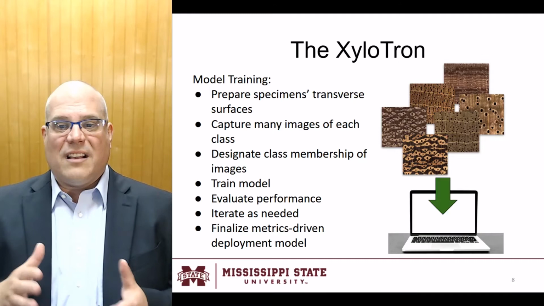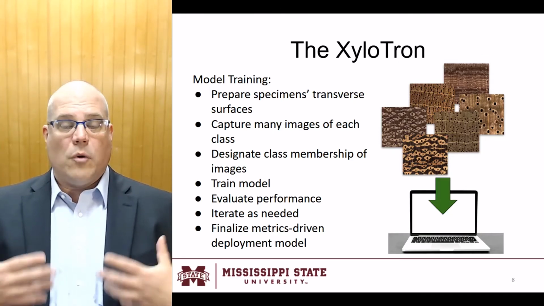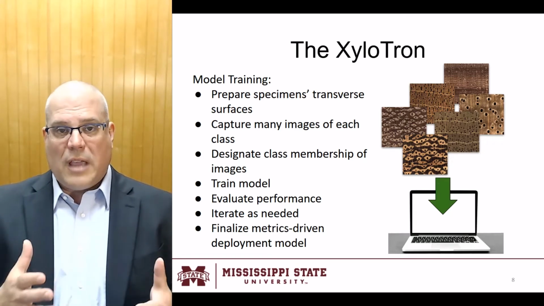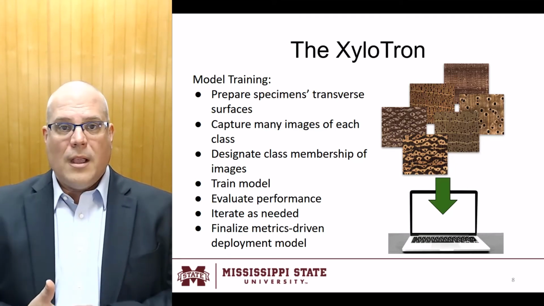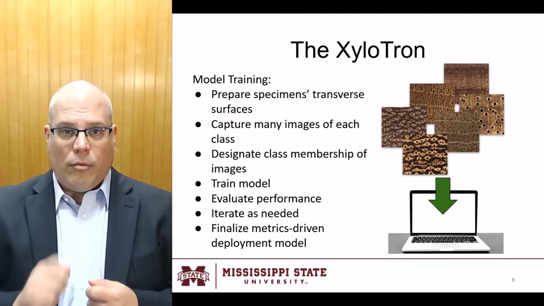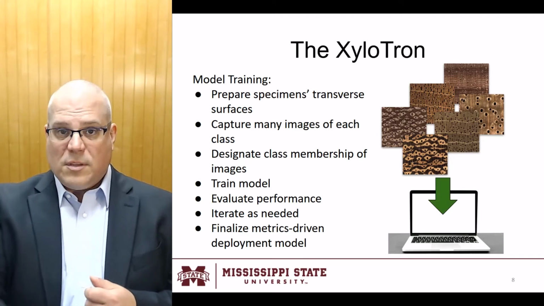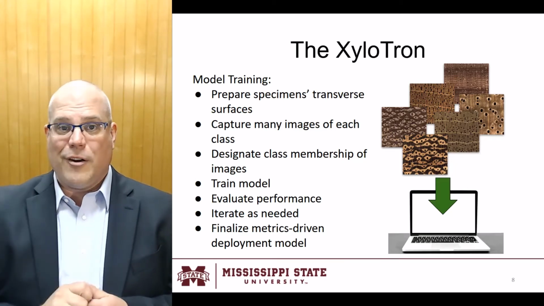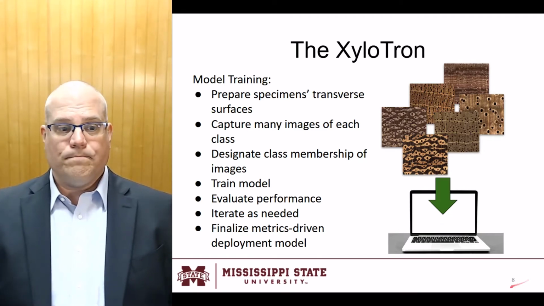Then you're going to designate the class membership of all of those images you took. So for example, if I'm doing North American hardwoods, I would take all of the pictures I took of red oak specimens, put them all together and say these are red oak. I would do the same for white oak, the same for cherry, etc. Then you're going to train the model by showing the model those images that you took and telling it what they are. This is a picture of red oak. This is a picture of ash. This is a picture of white oak. This is another picture of white oak. This is a picture of cherry, and so on. You'll evaluate the performance of the model, iterate as needed, and then finalize the deployment model.